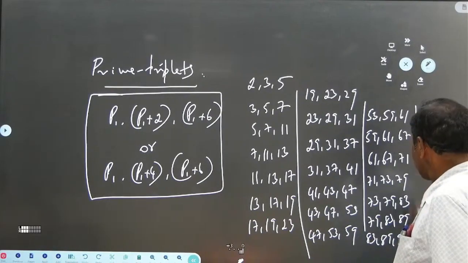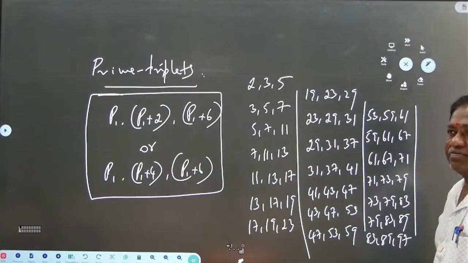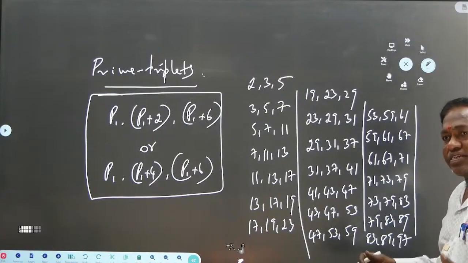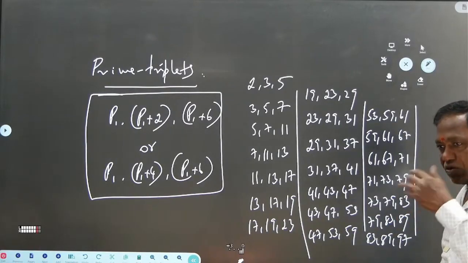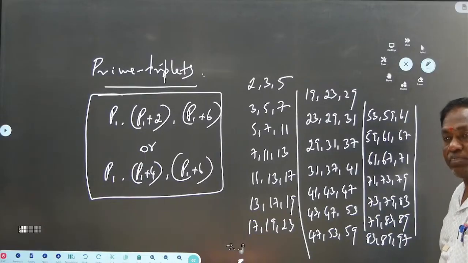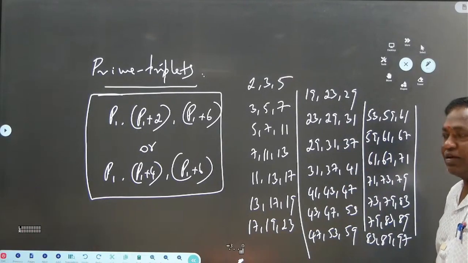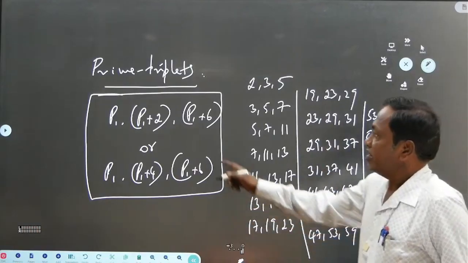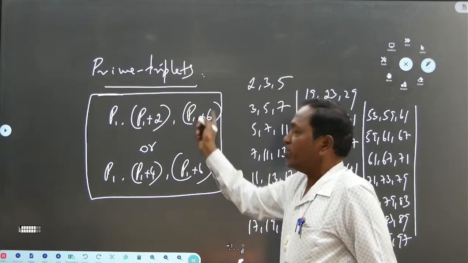So these are the prime triplets. You write like that and develop the practice. After that, it's not required. By seeing this, you can strike out the options also. These are the triplets, but which will qualify according to the rule? P1 plus 2, plus 4, P1 plus 6. From here, if you see, plus 4.